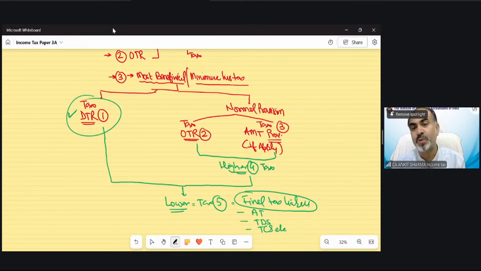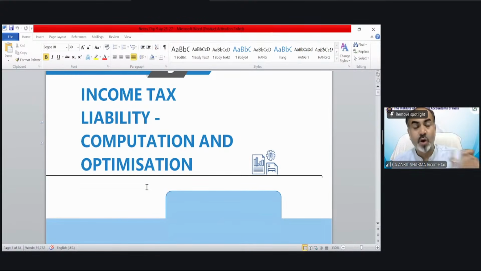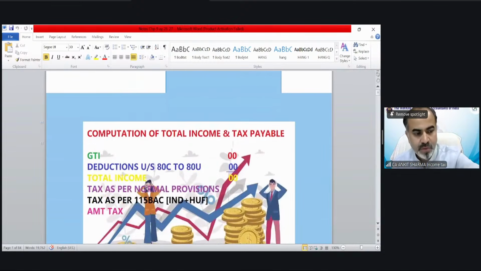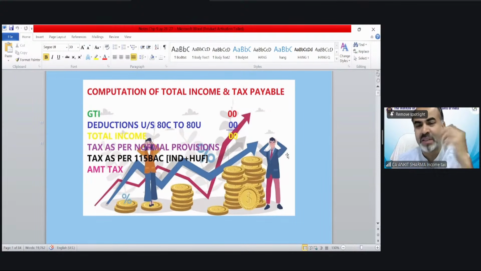So it takes us almost 20-25 minutes to understand what exactly we are going through under this topic. Now we will understand all these things one by one with the help of notes. So, income tax liability, computation and optimization. As you can see, this chart will show exactly what you are thinking right now. You can see your picture, and you must be thinking what exactly is happening. We have already gone through so many complicated provisions under income tax, and now what is this AMT? The tax calculation is really very difficult. So don't worry, I am there. I will make things easy for you.